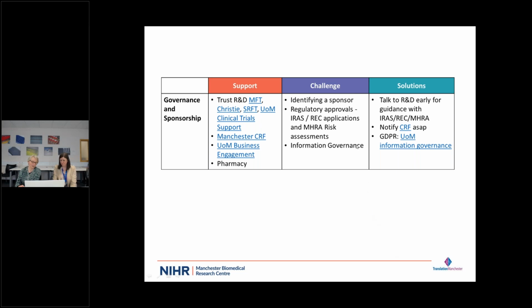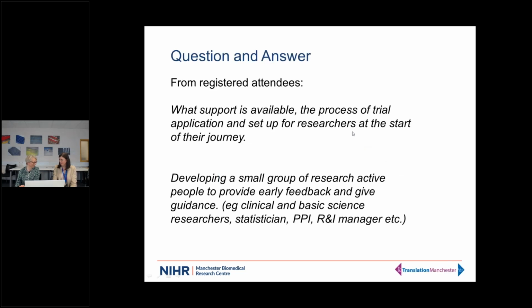Information governance has been an issue that's come up as a challenge, and the University of Manchester has a good website which should answer some of your questions there. Okay, so take your time to have a look around that document on the BRC website, try out the links and read through some of the challenges and solutions that people have had, and hopefully they'll be a source of support to you. Okay, I'm going to hand back to Jackie now and we'll go through a few questions that you might have.